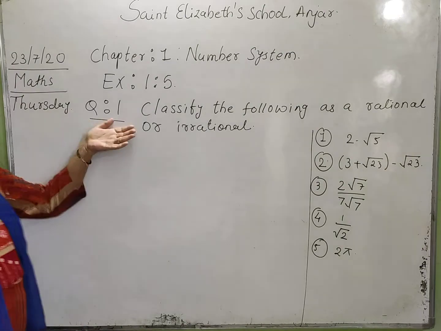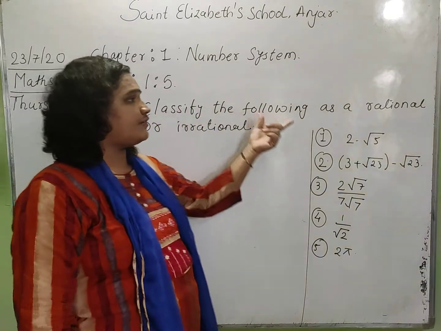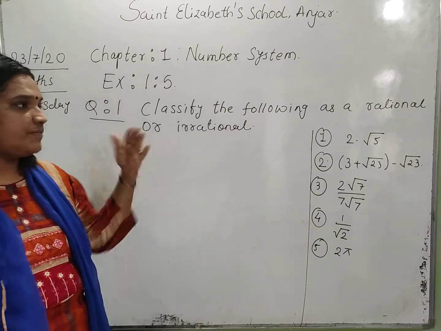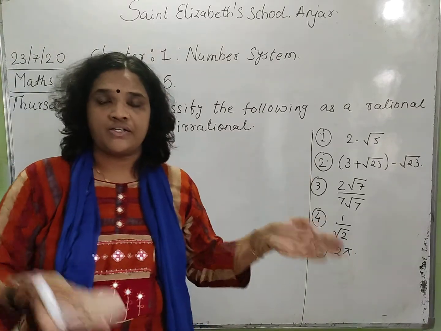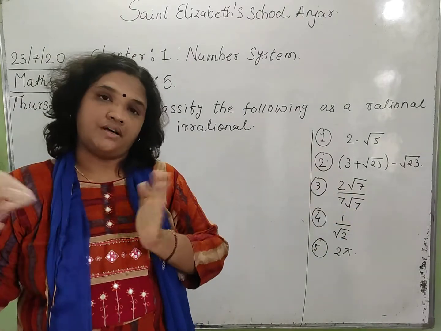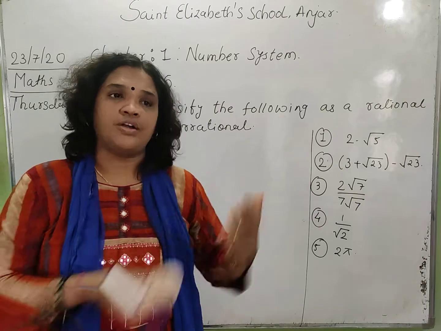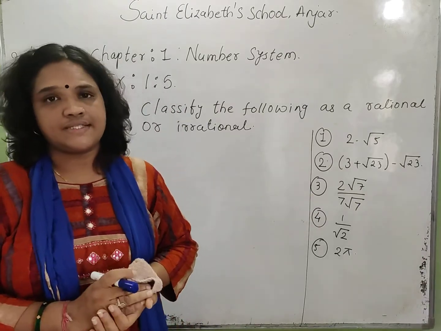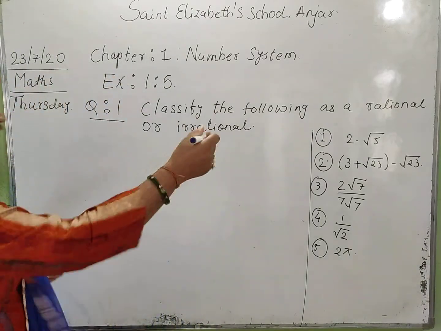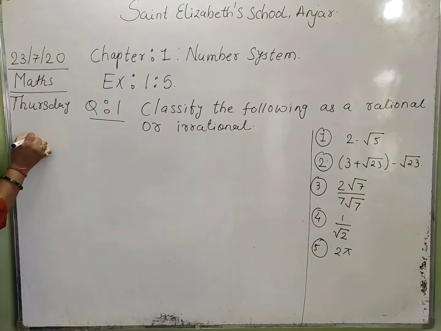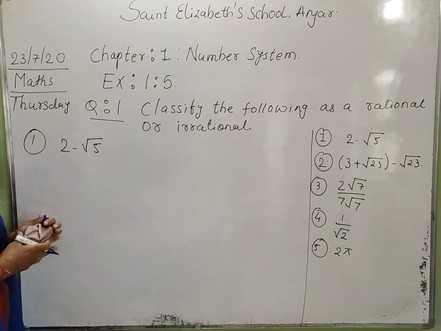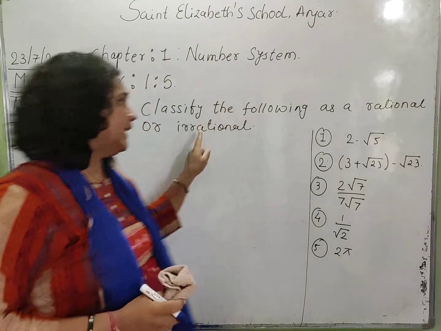Now exercise 1.4, question 5: classify the following as rational or irrational numbers. In the previous videos I told you what the product and the sum of two rational numbers give. I discussed all these properties with you. Now it's an application, meaning we'll use it. First of all, question number 2, that is 2 minus root 5. We have to identify whether it is rational or irrational.